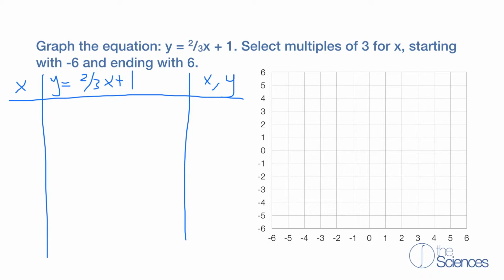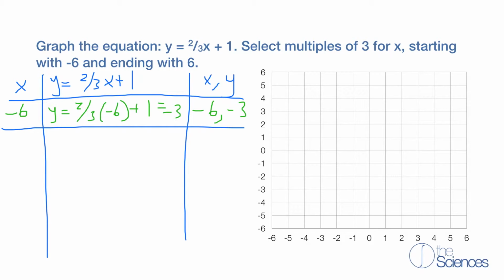So now we're going to select a multiple of 3 starting with -6. So when x is -6, let's use a different color there. When x is -6, y equals 2/3 times -6 plus 1. So now we have 2/3 times -6. 2 times -6 is -12. Divided by 3 is -4. Plus 1 is -3. So we have a point of -6, -3.